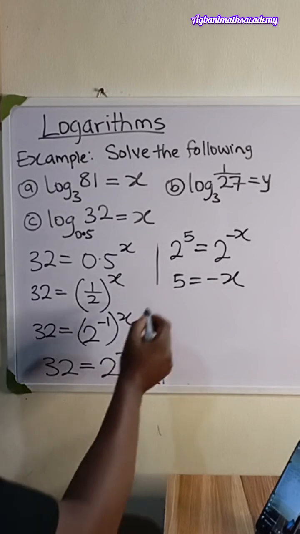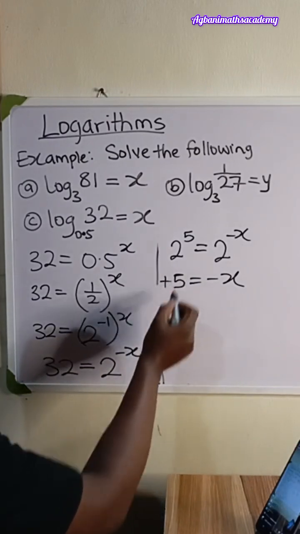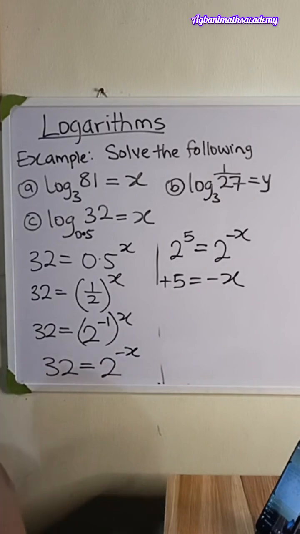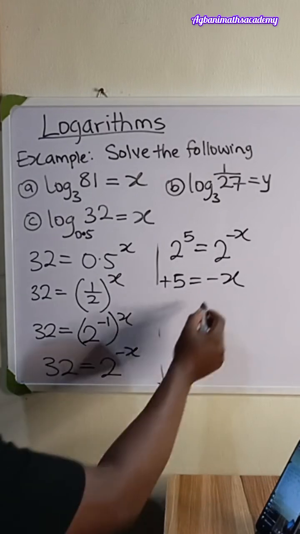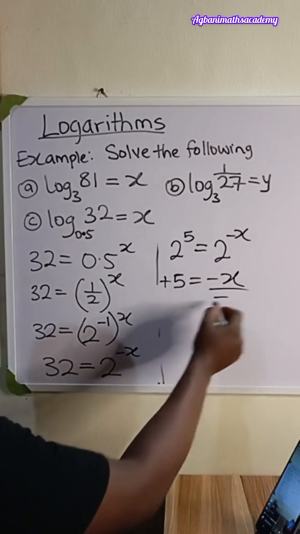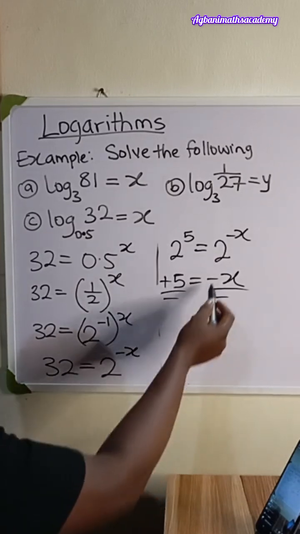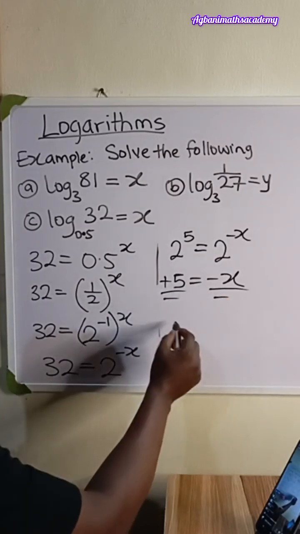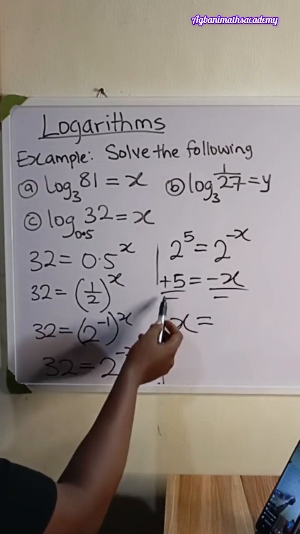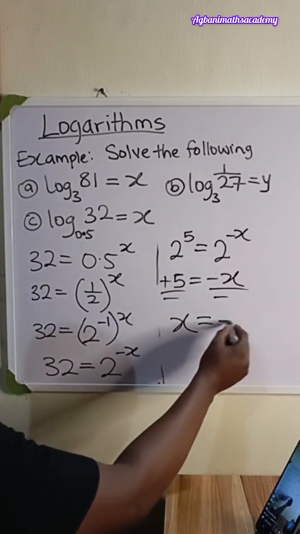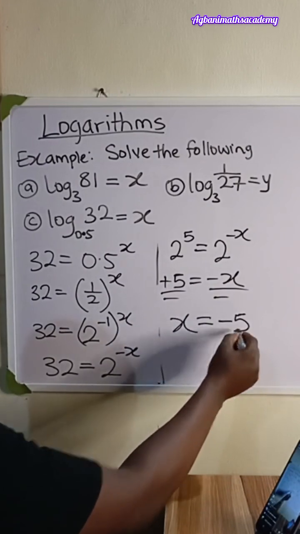So we divide. Here is positive 5, right? When the sign is not there, that shows that the sign there is positive. So if we divide both sides by minus, minus divided by minus will give us plus, so we have x is equal to plus divided by minus will give us minus, so we have minus 5.